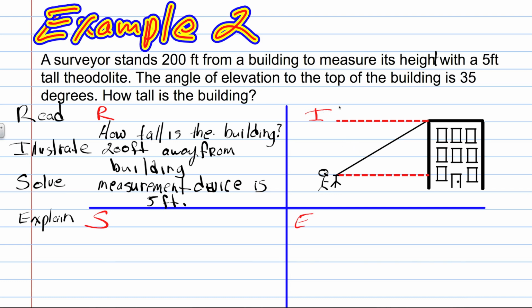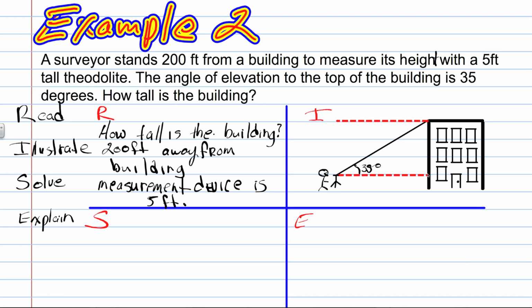Now here, if we take a look at the illustrate, I already have a diagram here. If you're taking notes and you don't have this diagram, then you might want to pause the video so you can copy it down. What I have here is the surveyor, the building, his line of sight to the top of the building, his measurement device, and here I have two parallel lines. Now the reason I have them here is so you can understand that what we're working with here is an angle of elevation. This angle here is 35 degrees.